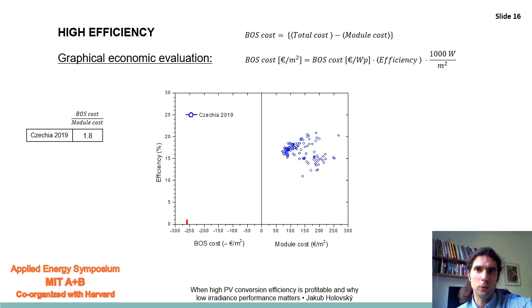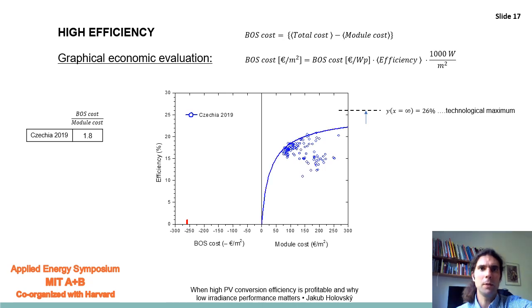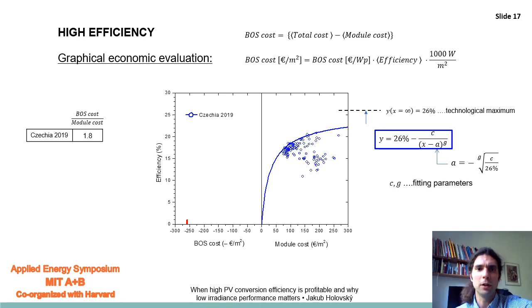First of all, we care only about the best cases. Then we look for a general trend, and we know that it should be a curve starting at 0 and asymptotically approaches technological maximum that we assume as 26%. Mathematically, the curve is described by hyperbolic function with variable parameters c and g.